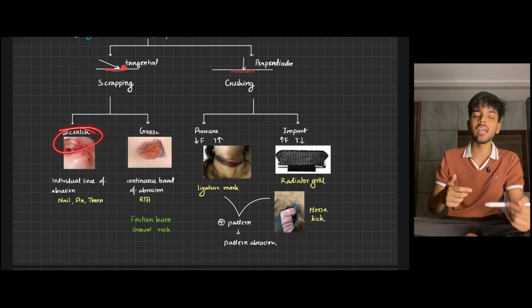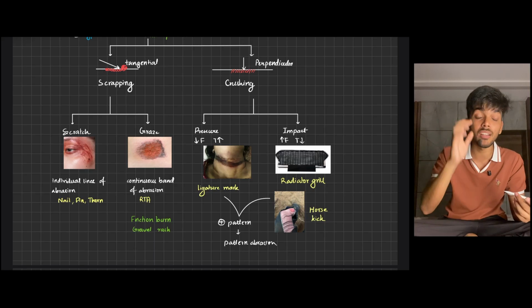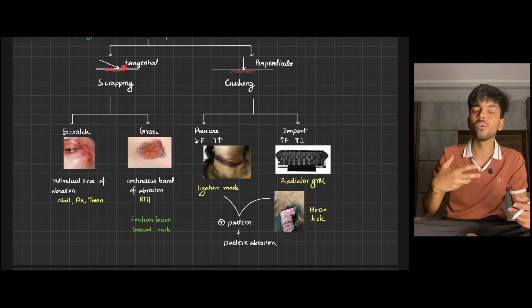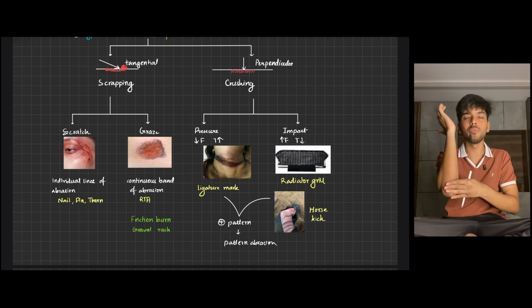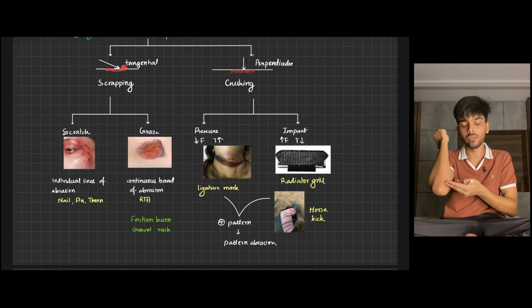Scratch abrasion can be as a result of nail, thorn, or pin. For example, a cat scratch, or I scratch you with my nails. Graze abrasion example is most common: road traffic accident. In road traffic accident, when you fall off from a bike, your elbow scratches against the gravel of the road, resulting in graze abrasion, friction burn, or gravel rash.